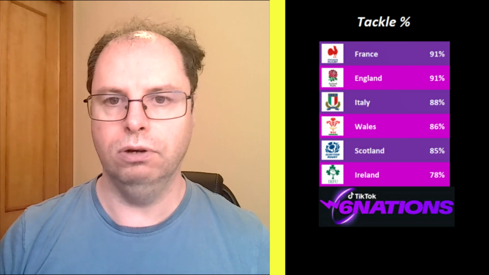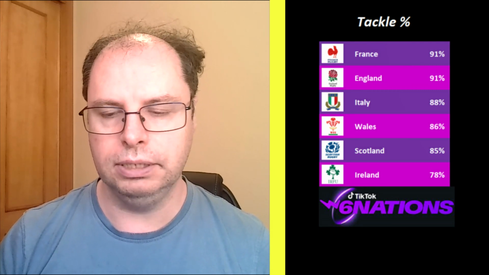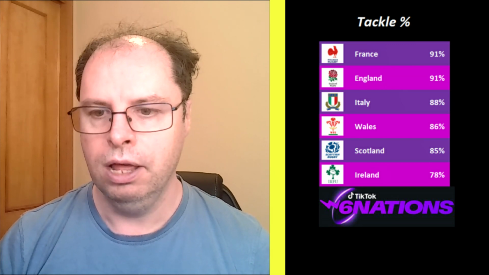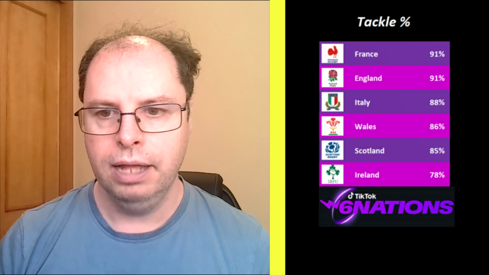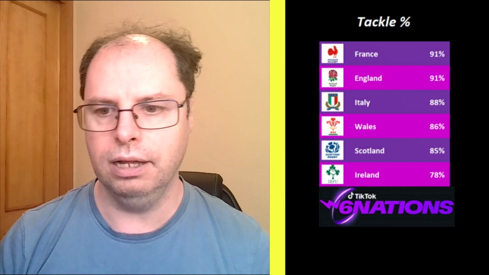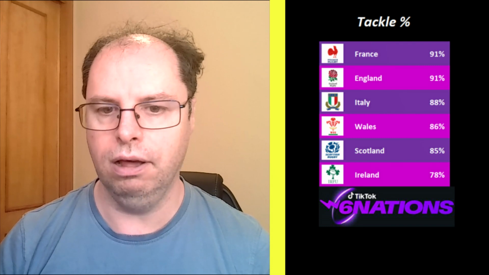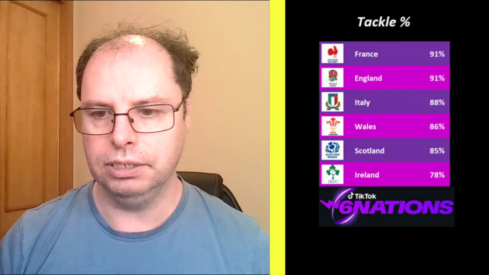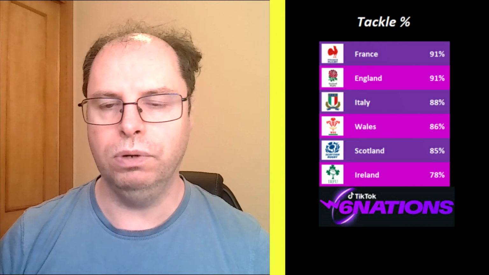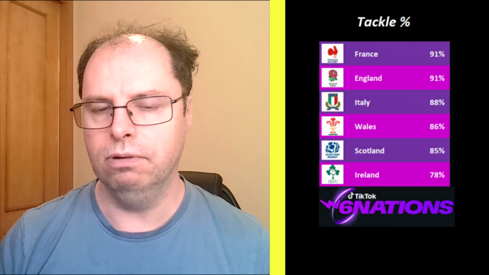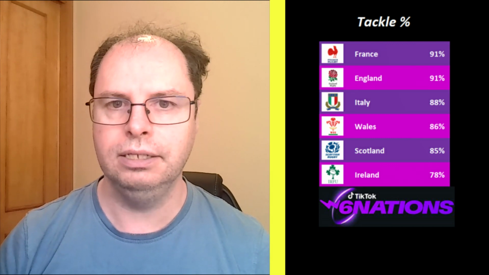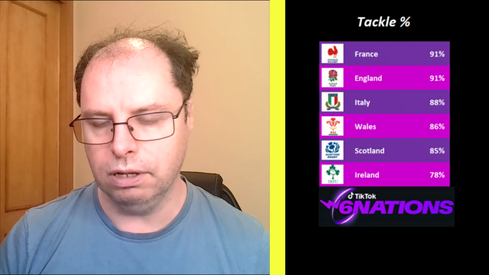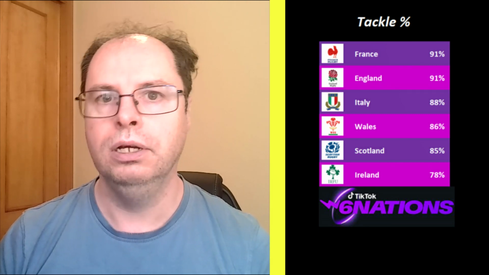So France and England, those are really good numbers. To be in the 90s for your tackle percentage is very good. Whether that's the women's game or the men's game, the kind of pass rate that you see across a lot of different competitions is that band. Italy down to Scotland, 88 down to 85, is what you would expect from a passable or decent defensive performance. Ireland down at 78 shows that they're really not up to scratch compared to the other defenses yet.